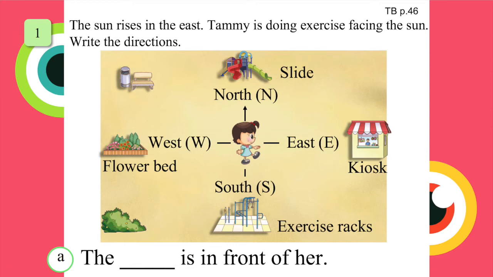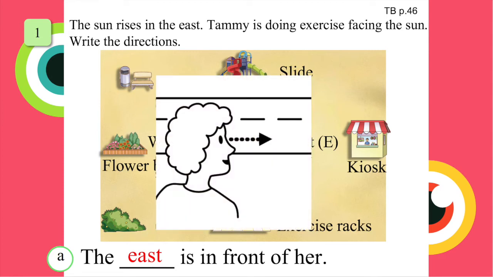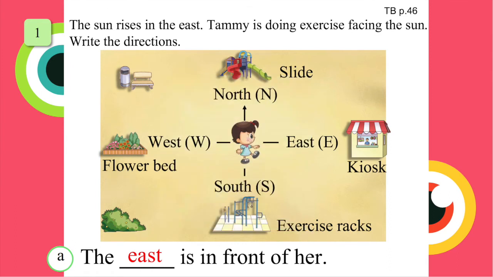Yes, it's in the morning time. The sun rises in the east. And Tammy is facing the sun. It means Tammy is facing the east. So which direction is in front of her? It is east. Now let's turn your head to the east together, like Tammy. We are looking at the kiosk now.